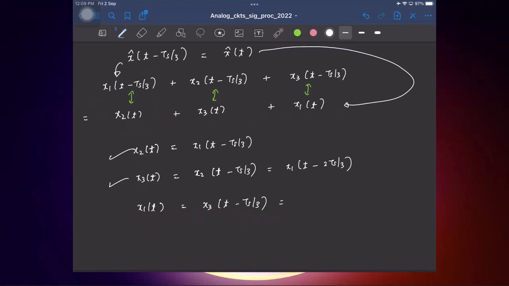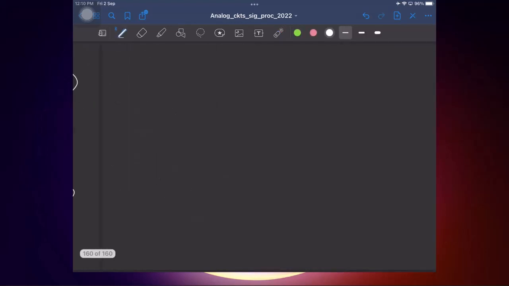So we already know x3 in terms of x1. So what is it? x3 is x1 of t minus 2ts by 3. This is, right, so this is basically 3ts by 3, which is ts. And we know x1 is periodic with ts, so this is equal. Okay. So if we enforce this condition where x2 and x3 are time shifted versions of x1, then the sum is periodic with 3 times fs, right? So that's what we have to do.